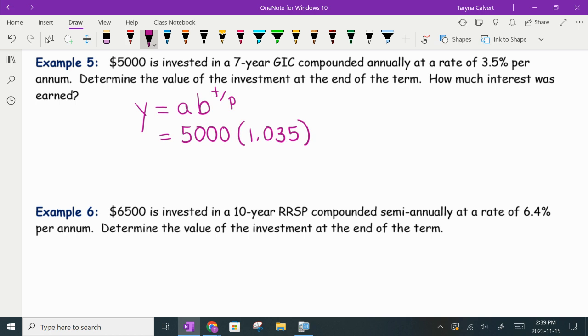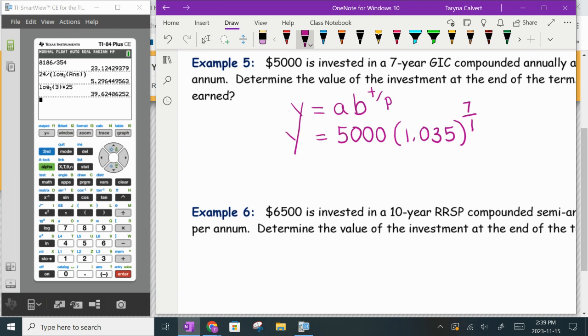It's the same idea. When it's compounded annually, there's no adjustments of anything to do with A, B, T, and P. And then how long is this being done for? Total years? 7. So that's our T. And our period time is compounded annually, so our P is 1. So then we can just type it in. Nothing was adjusted because it's compounded annually. 1.035 to the exponent of 7.